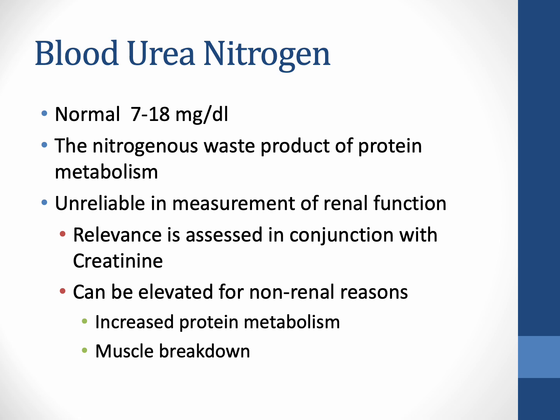Blood urea nitrogen is important in assessing renal function. The BUN levels typically range from 7 to 18 milligrams per deciliter. BUN is a nitrogenous waste product resulting from protein metabolism. Your BUN alone is not a reliable indicator of renal function. Its relevance is best assessed when evaluated alongside creatinine levels.